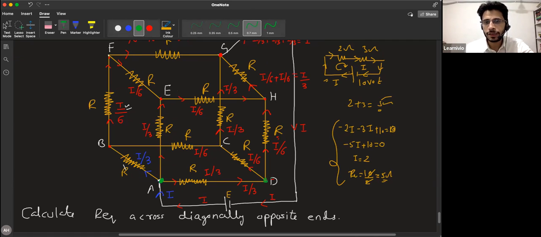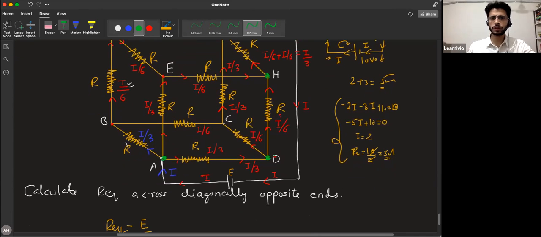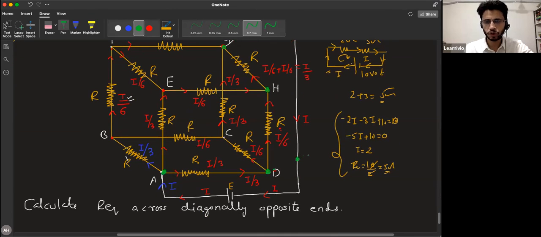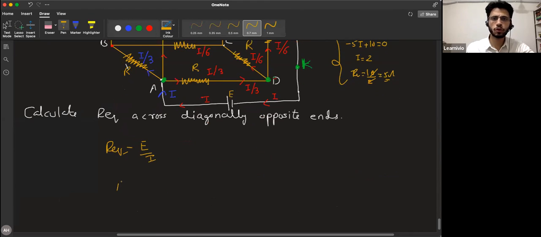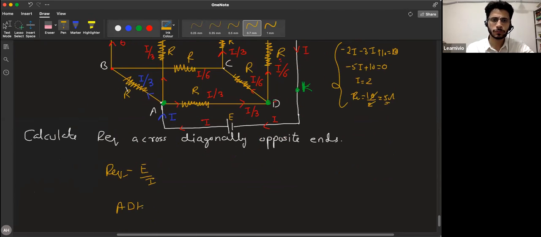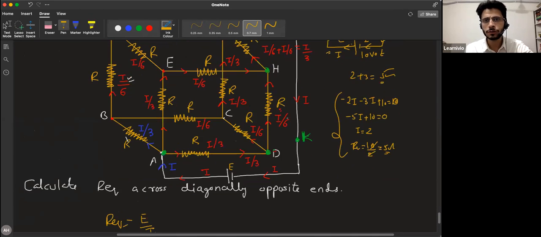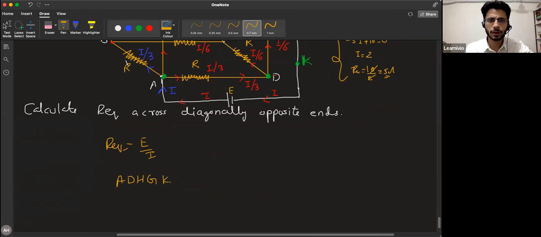A, D, H, G. Then it comes back to this A. Let's name these points A, B, C, D, E, F, G, H, I, J, K. Let's choose this K. So I'm choosing the loop A, D, H, G, K, A.